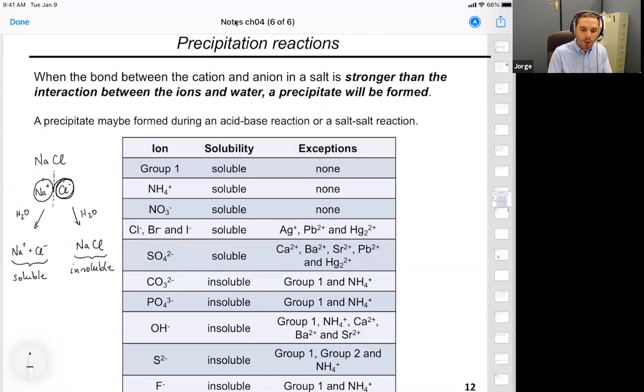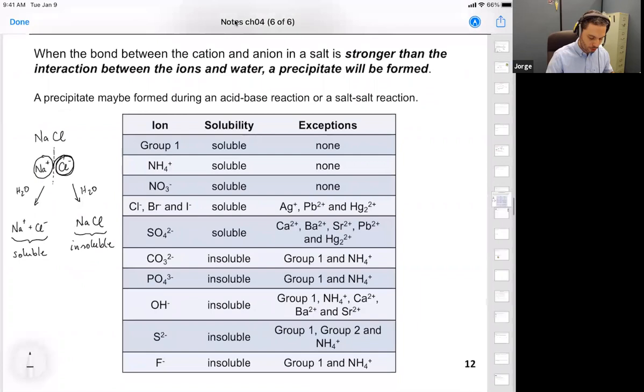How do I know when a salt is soluble or insoluble? Two ways to figure that out. You go to the lab and you perform the experiment, or you will check solubility tables. Okay, because we don't have a lot of experience in the lab, we are going to use the solubility tables. And I'm showing you here what this table looks like.